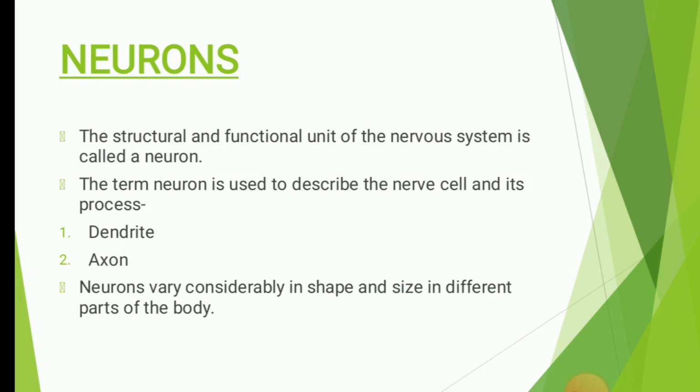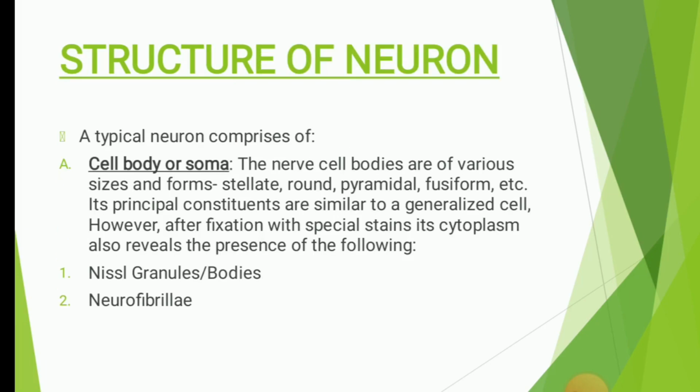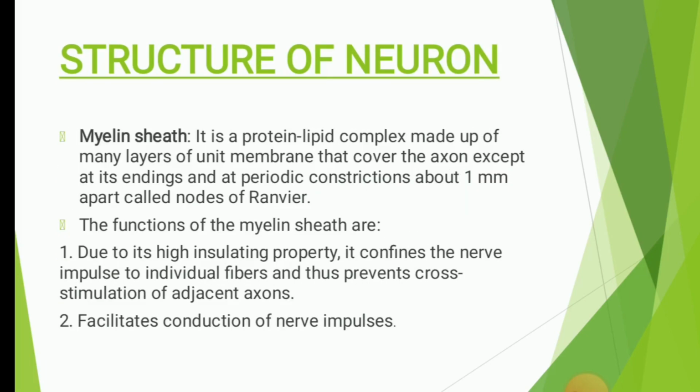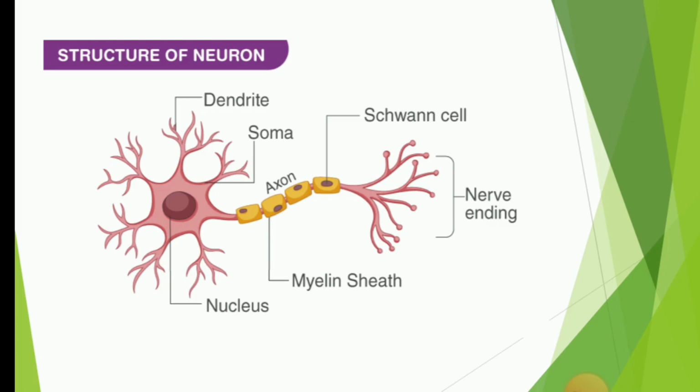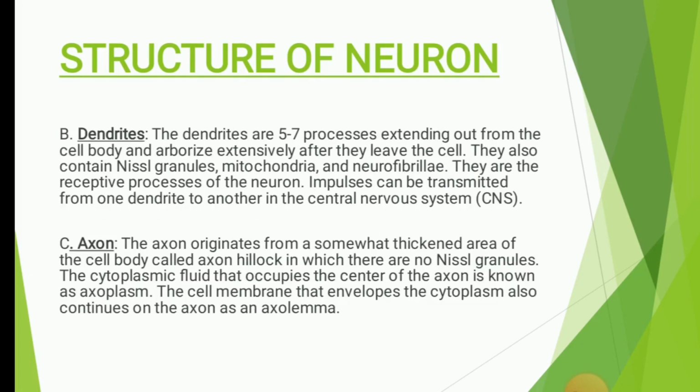Neurons vary considerably in shape and size in different parts of the body. Let me show you the picture first. So this is the basic structure of neuron, where it has the dendrites, soma or the cell body, axon which branches into axon terminals or the nerve endings. Axon is covered by myelin sheath and the squamous cells. Okay, so let us discuss it in brief.